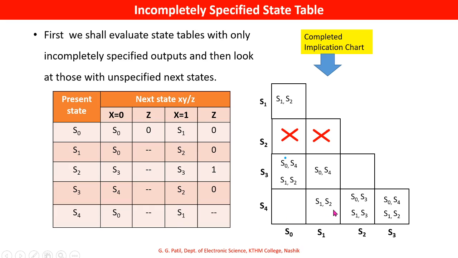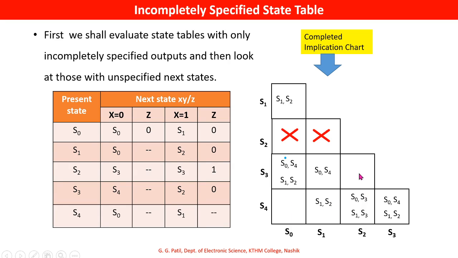The next square is S1 S4. Check the output as unspecified, unspecified. It can be the same, and 0 and unspecified, 0 here, so it can be compatible. And the potentially compatible pairs in that square are S0 S0 and S1 S2.